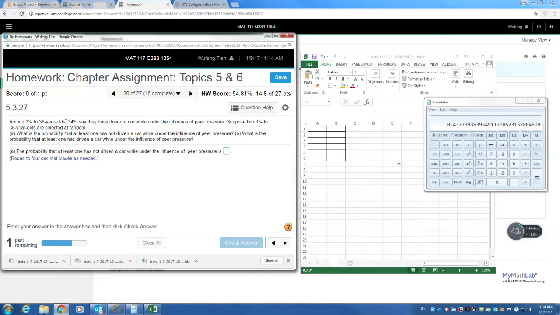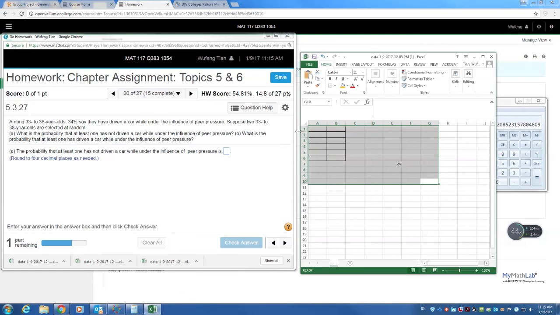At least one is the opposite of none of them. So suppose 2 are selected at random. 34% say they were under the influence of pressure, so 0.34 is under pressure, and 0.68 is no pressure. So at least one has not had pressure.